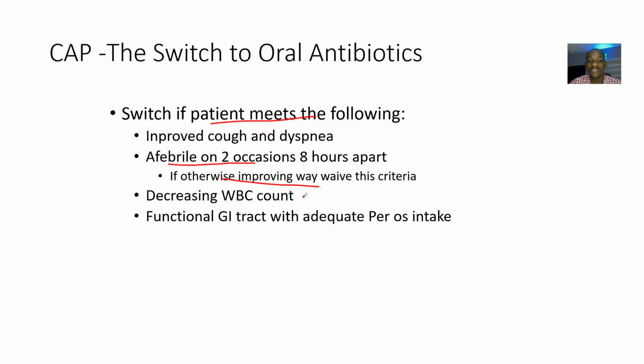Then if they have a decreased white blood cell count, you have to switch from anything intravenous to oral. Then if they have a functional GIT tract with adequate per oral intake, so if the GIT is now functioning very well, motility, they are easing themselves, they are defecating and all those things, then you know that you can now introduce anything oral and it will still be okay.